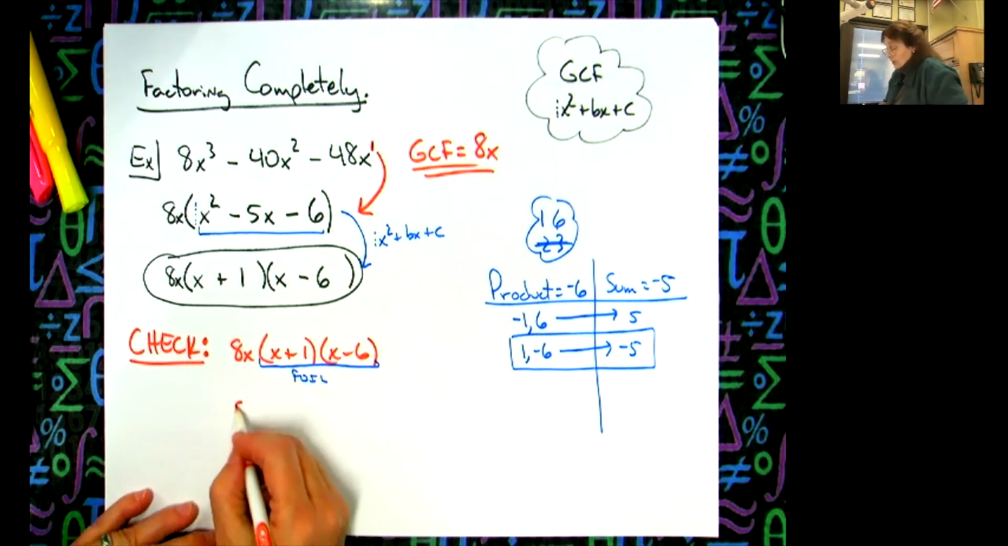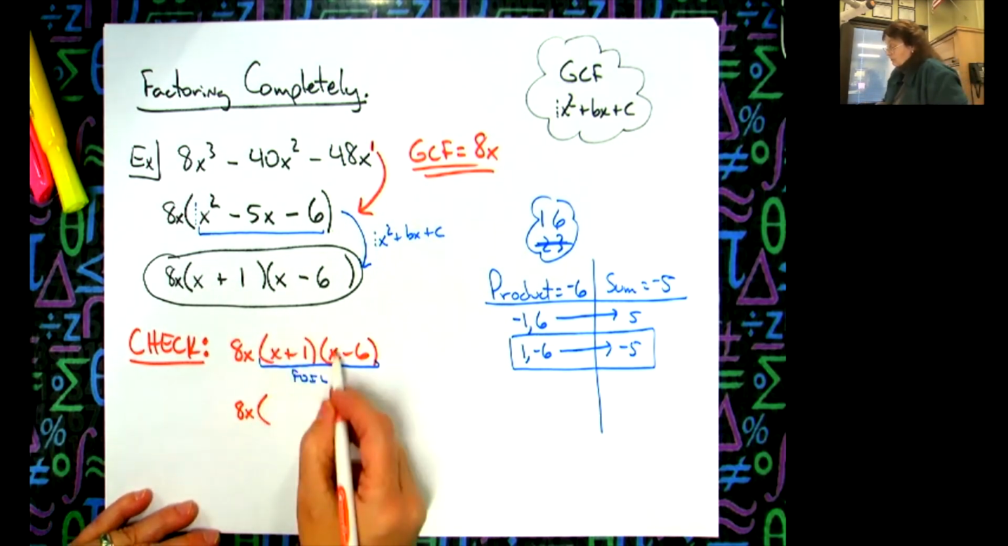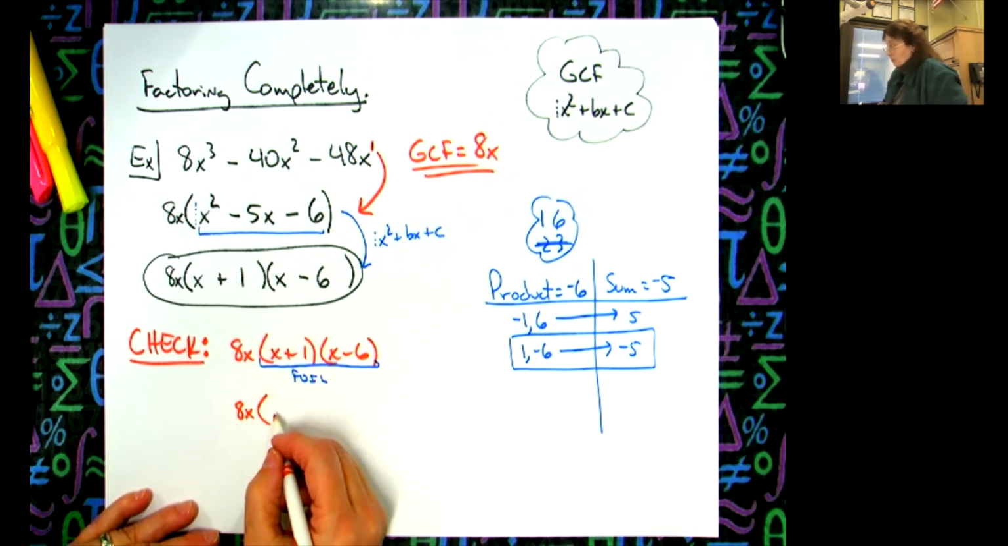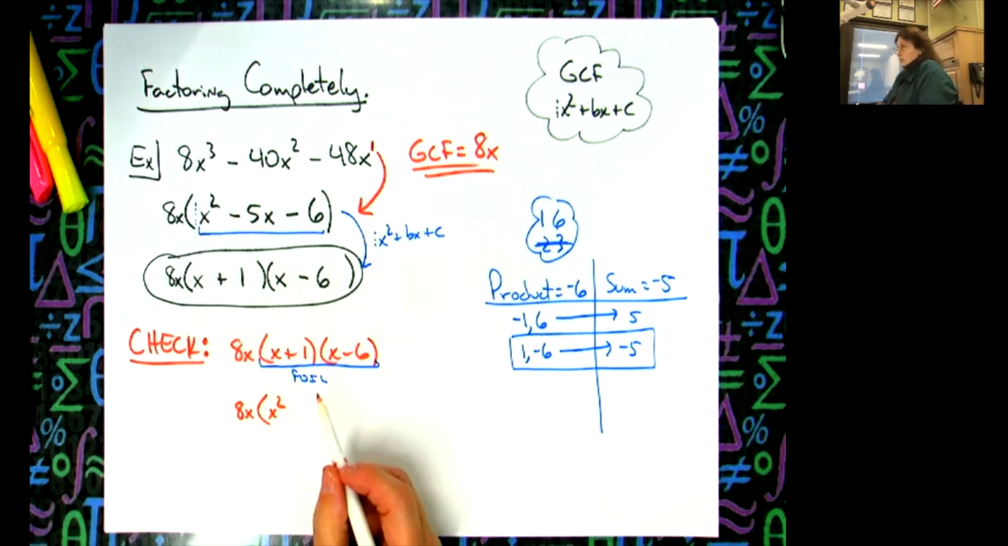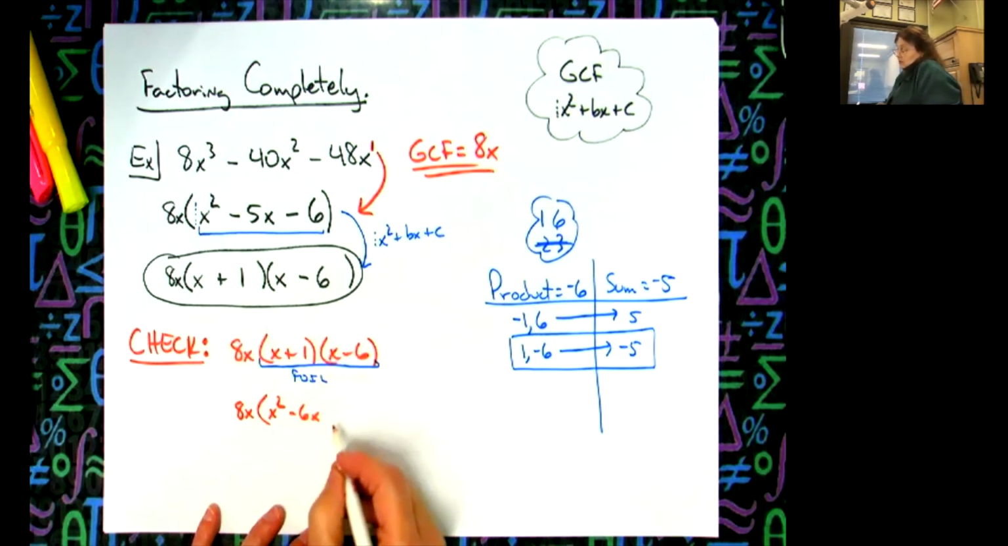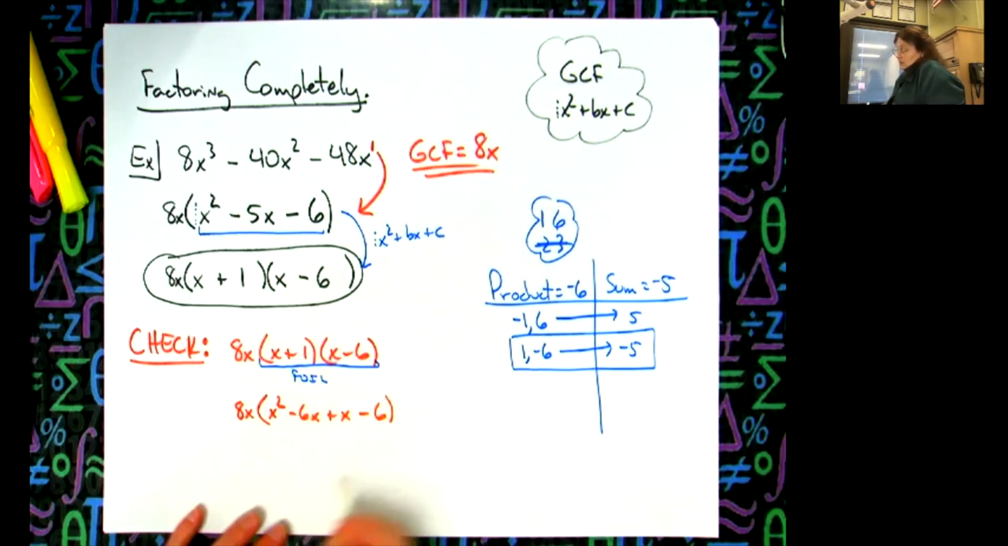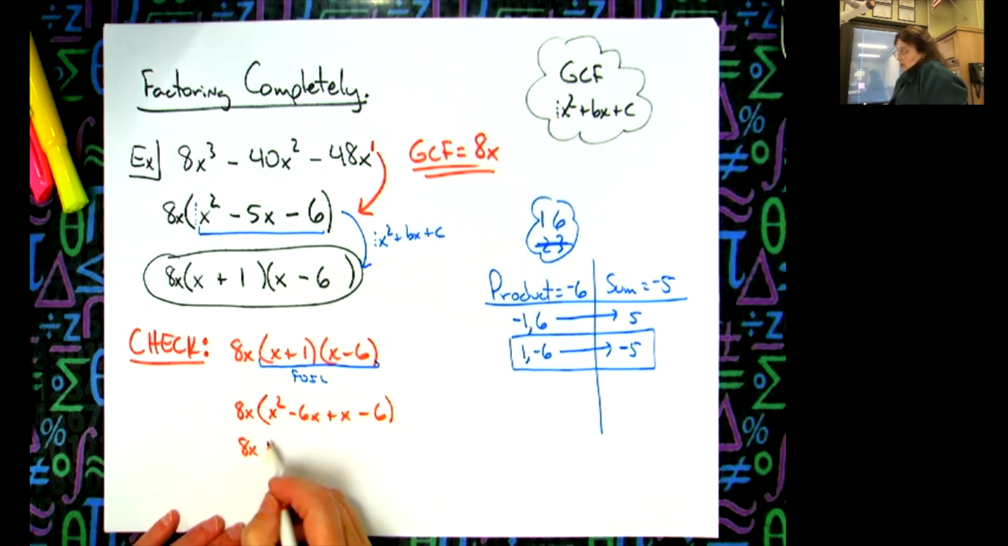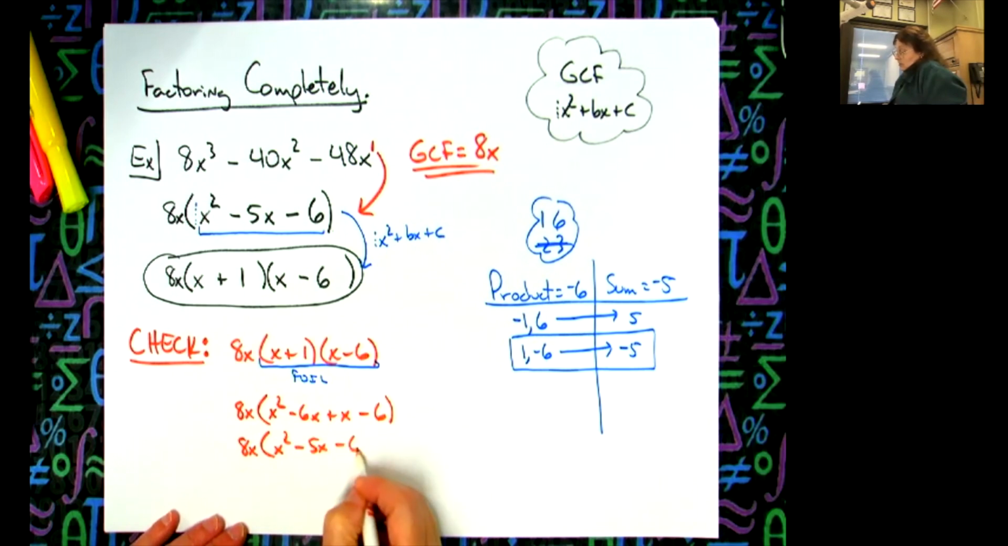Keep that 8x right there. So if I FOIL out, I'm going to have x times x, which is x squared. If I do my outside terms, I'll have a -6x. If I do the inside terms, I'll have a plus x. If I do my last terms, I'll have a -6. That'd be an 8x right there. Combining those terms in the middle, x squared minus 5x minus 6.